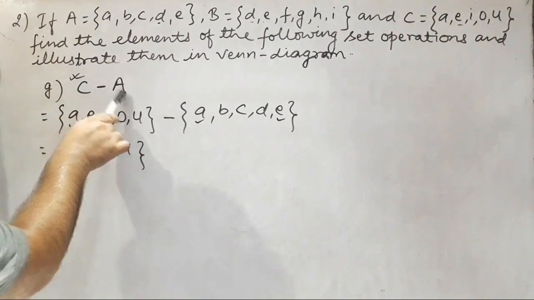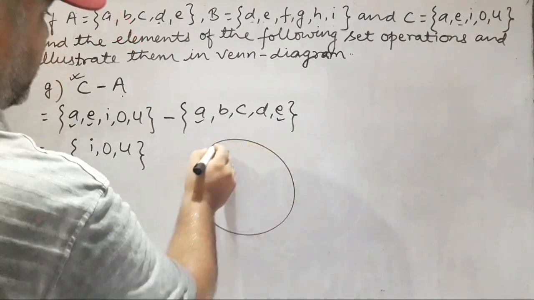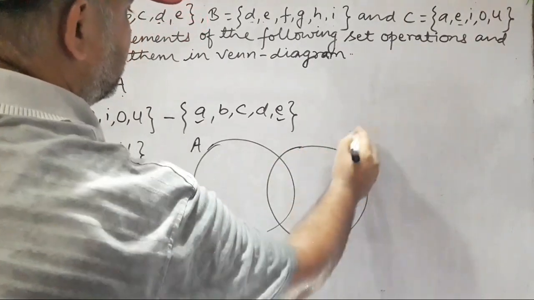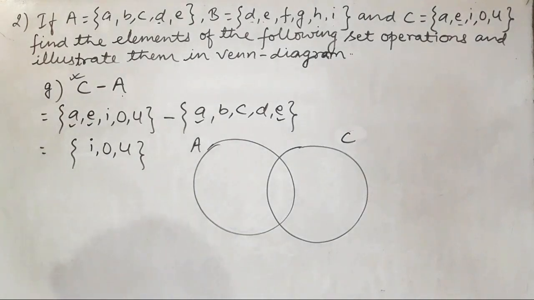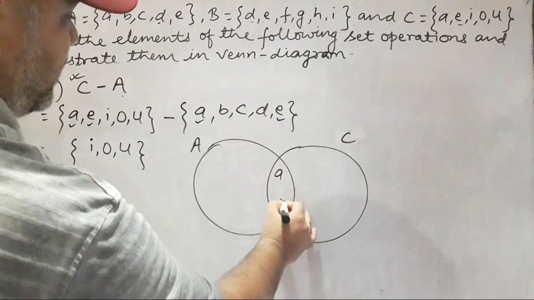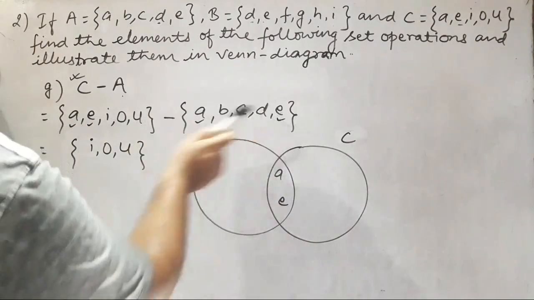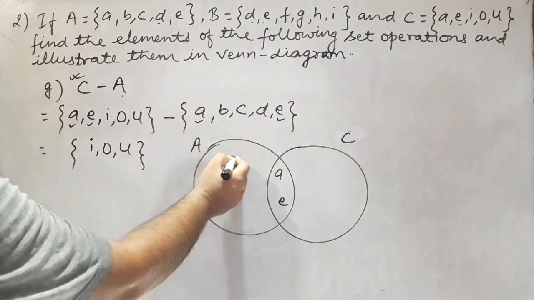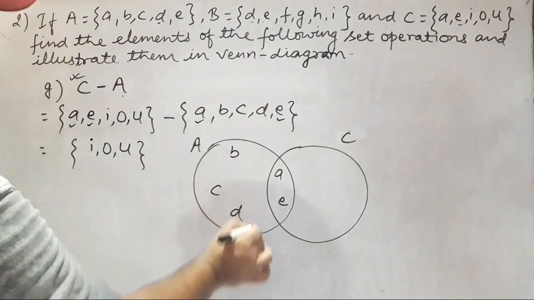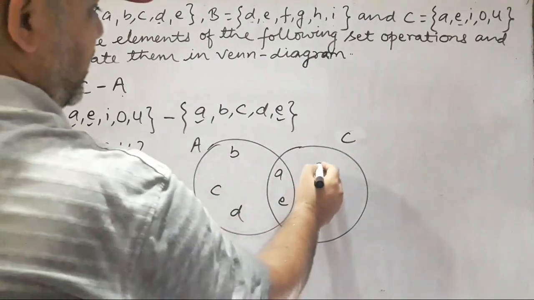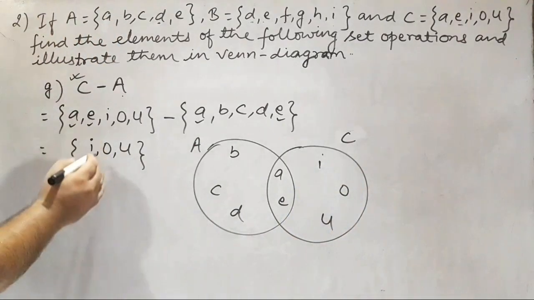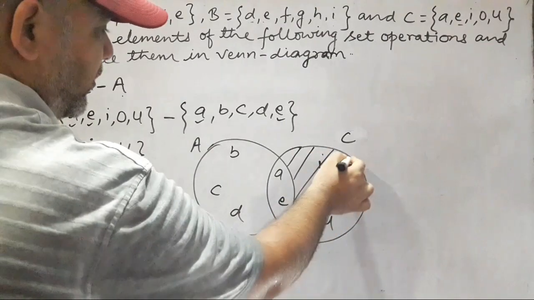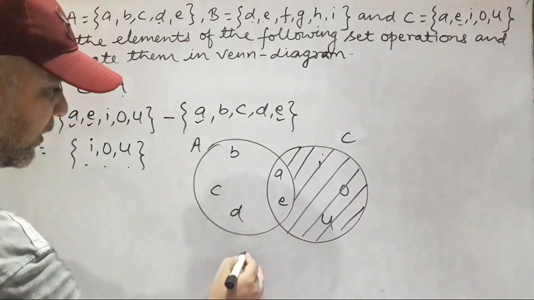We will take the Venn diagram of C and A. Okay, let this be A and let this be C. Let's put the common elements, A and E. Since the elements A and E are common in both sets C and A, we will put here A and E. And here the remaining elements B, C, D, and here the remaining elements of C, I, O, U. Clearly we can see that we have to shade the part containing the elements I, O, U. That is this part. So this part is C minus A.